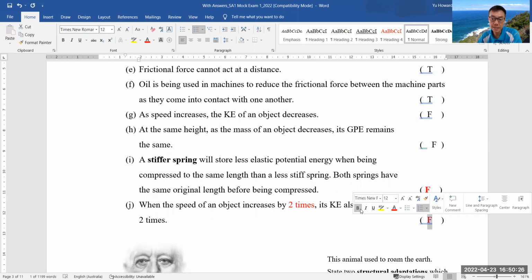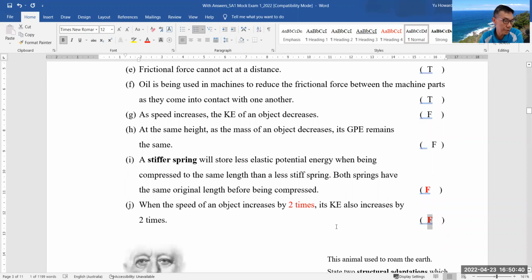Okay, this one you will be learning in secondary 1. But some schools let the students know that if the speed increases by 2 times, the kinetic energy will increase by 4 times. So if the speed increases by 3 times, the kinetic energy will increase by 9 times. It's to the power of 2, like you know in mathematics, right? Square.